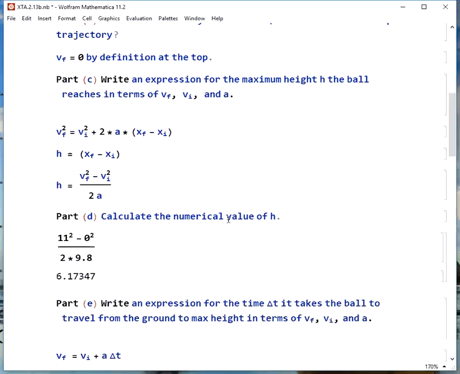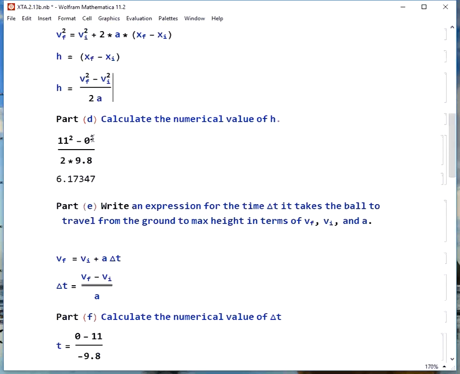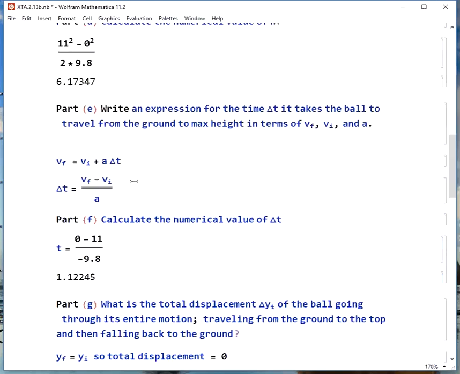Part C, write an expression for the maximum height h the ball reaches in terms of Vf, Vi, and a. We have a kinematic equation for that. Vf squared equals Vi squared plus 2a delta x, where h is delta x. So we can rewrite that h is Vf squared minus Vi squared over 2a. Numerical value of h, when we put in our numbers for the initial velocity and final velocity, we get 6.17 meters.